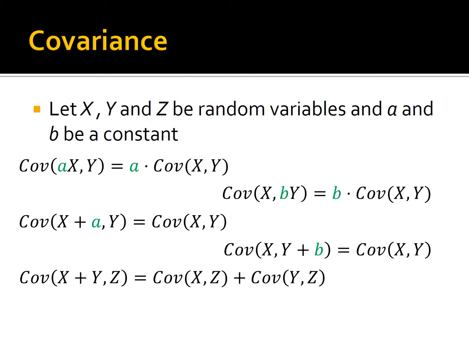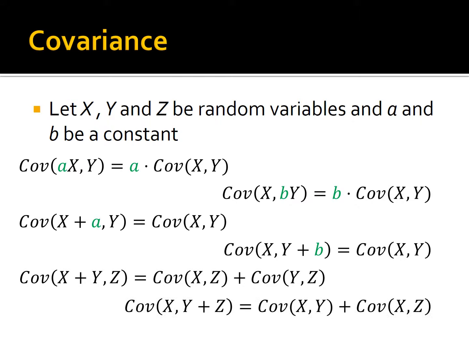And the covariance of x plus y and z equals the covariance of x and z plus the covariance of y and z. This is the same thing as the covariance of x and y plus z equals the covariance of x and y plus the covariance of x and z.